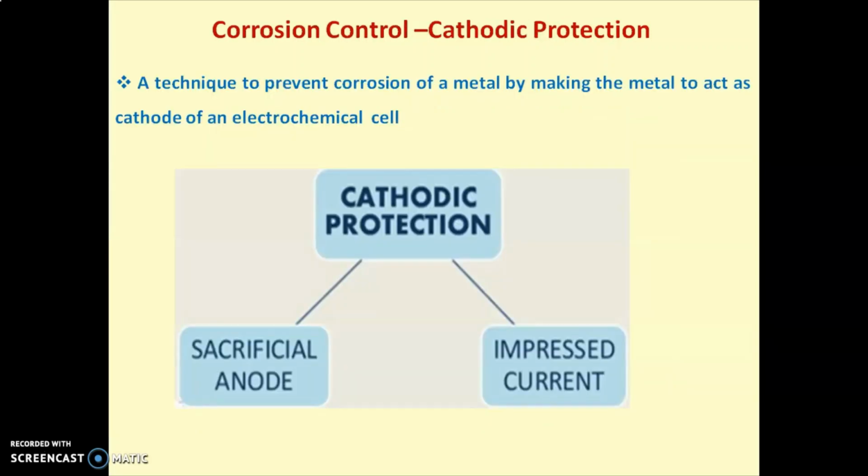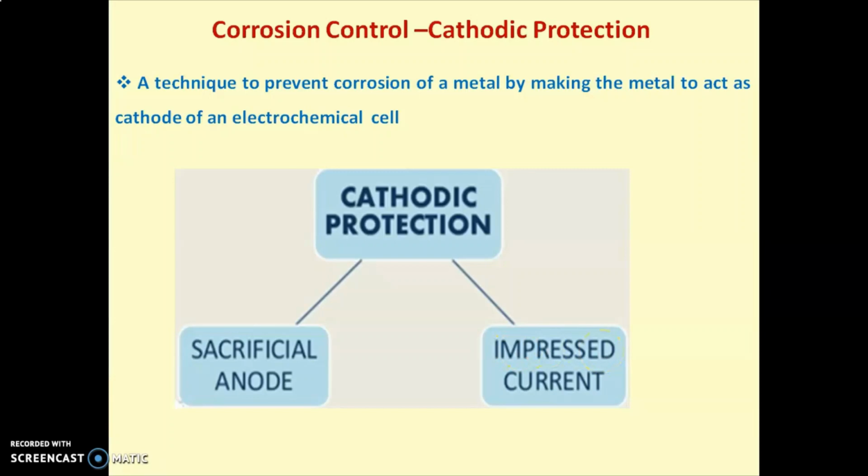Another method is cathodic protection. What is cathodic protection? It is a technique to prevent corrosion of a metal by making the metal act as a cathode of an electrochemical cell. As I mentioned before, corrosion takes place at the anode, not at the cathode. That's why if the metal to be protected acts as a cathode in the electrochemical cell, then it is protected. That's why it is so named cathodic protection. So here it is two types. One is sacrificial anodic protection, another is impressed current cathodic protection.